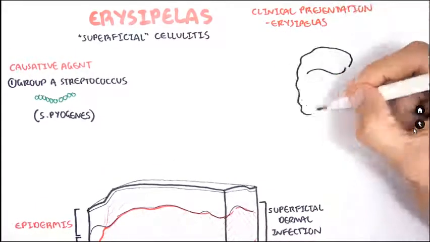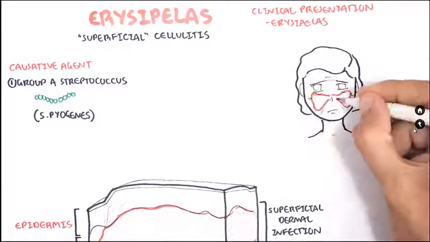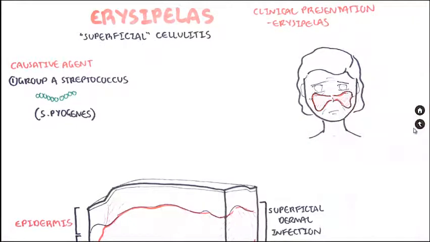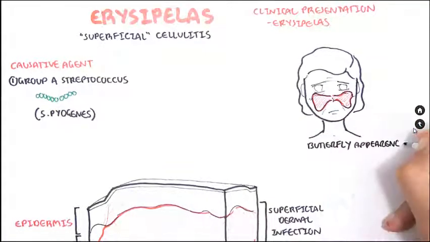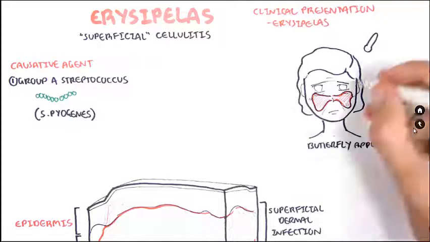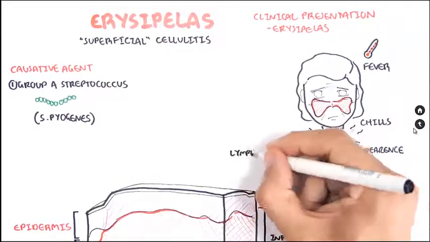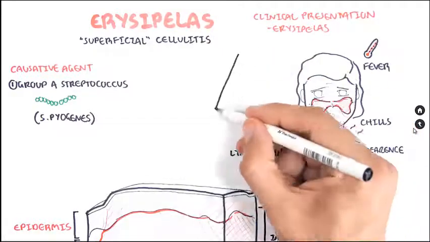The clinical presentation of erysipelas, the classic one, is a patient coming in with a swollen, inflamed, butterfly-appearing rash, which is a good differential for systemic lupus erythematosus. Aside from this, the patient can present with systemic features such as fevers, chills, rigors, as well as lymphatic involvement.